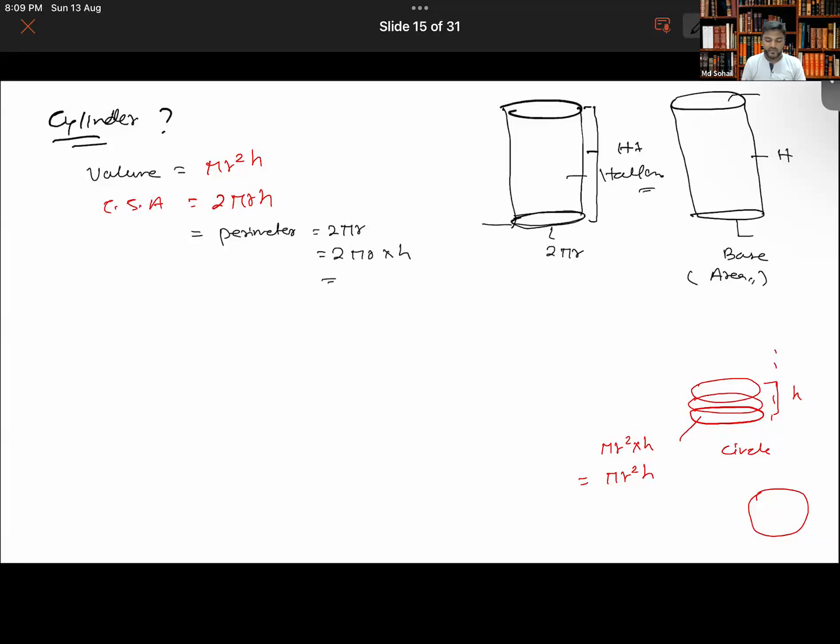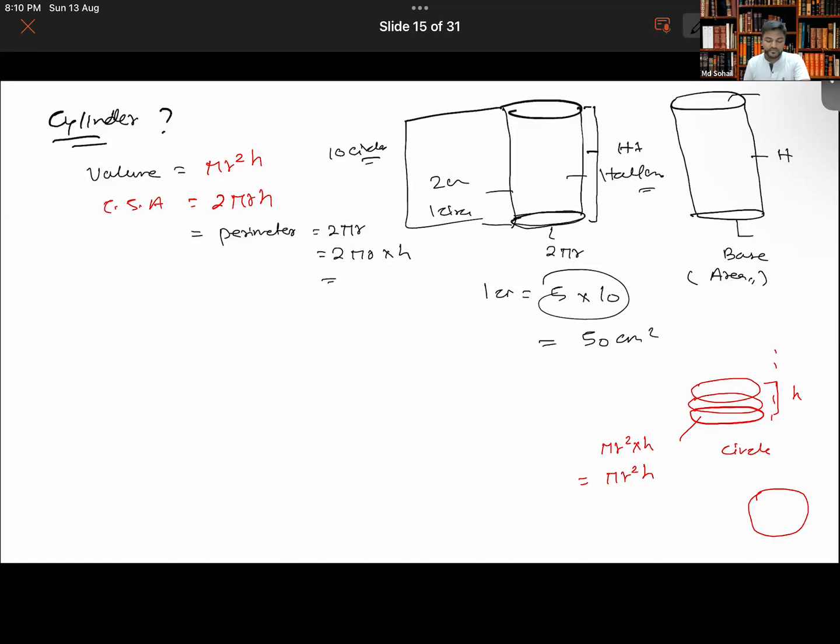So for example, you have one circle over here, then you have two circles over here. For example, you have 10 circles stacked one upon each other, and the circumference of one circle is, let's say, 5. So the lateral surface area or the curved surface area is going to be 5 multiplied by 10. That gives you 50 centimeters square.